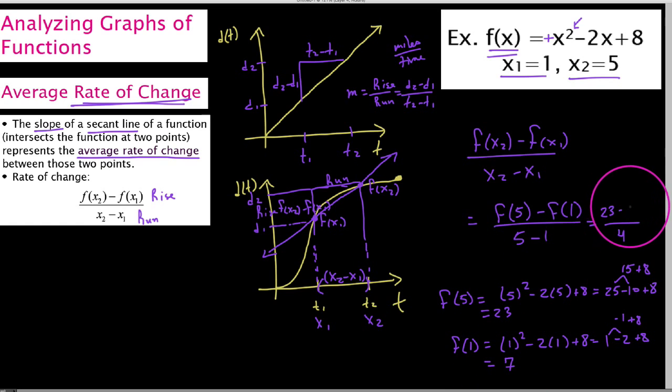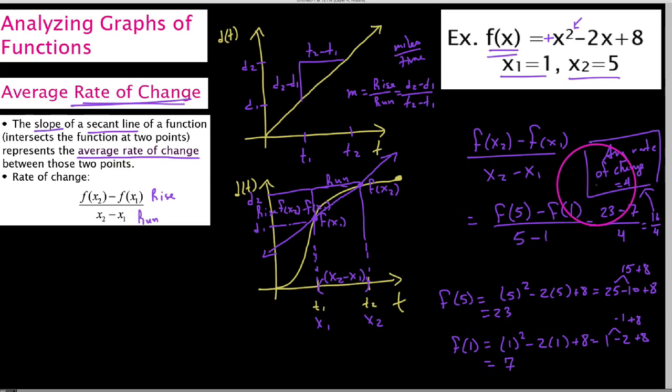So we say 23 minus 7. What do we get with that? Well, that would be 16. So we get 16 over 4. In other words, we would say that the average rate of change, or the slope of the secant line, would be equal to 4, or positive 4. It's increasing at an average rate of 4.